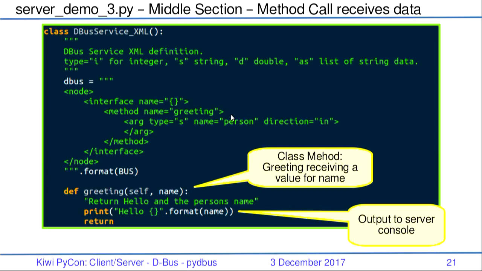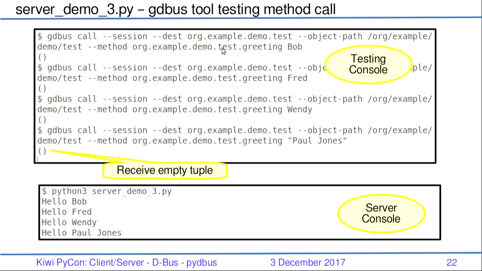Okay. The third method is we're going to randomly send a name to the server. So we're going to call it greeting. That's the method, and we're expecting a string to be coming in to the server. So down here is our method, greeting, and now we've got name here. The data that comes in will be assigned to the variable name, and when we print hello and name, we should see, as we're sending names like Bob, Fred, Wendy, the server picking up the name and putting hello in front of it.